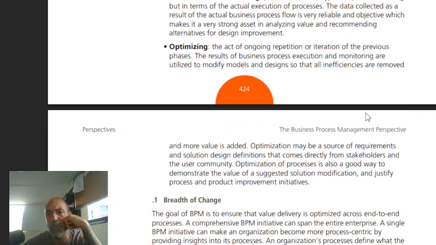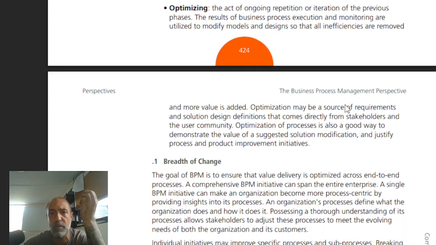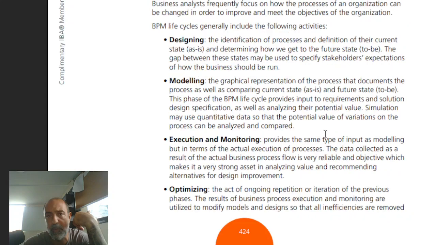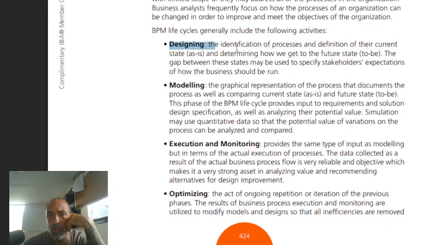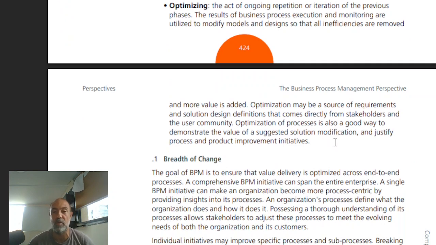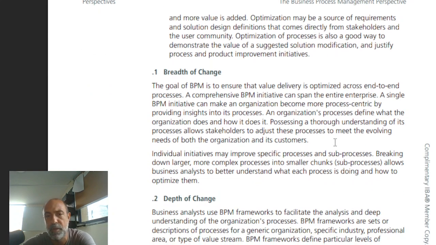And then after that, you optimize. The act of ongoing repetition with the iteration of the previous phases and results; business execution and monitoring are utilized to modify models. So you go back to the model, you modify it, and then you execute and you monitor, and then you go back to optimizing. So the designing part is literally everything you have in mind, because ultimately, where do I want to go and where do I want to be? And then you model something around it, and then you execute to test it, and then you optimize to see how you can do it better. Optimization of processes is also a good way to demonstrate the value of a suggested solution modification and justify process and product improvement initiatives.